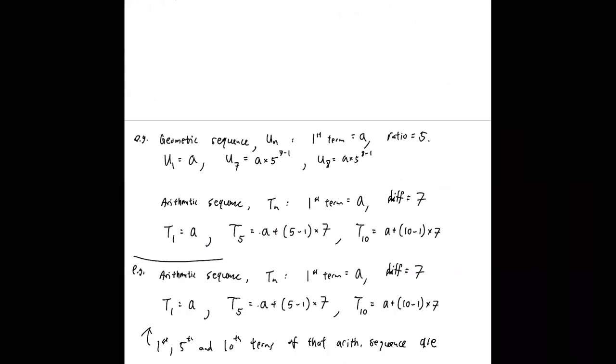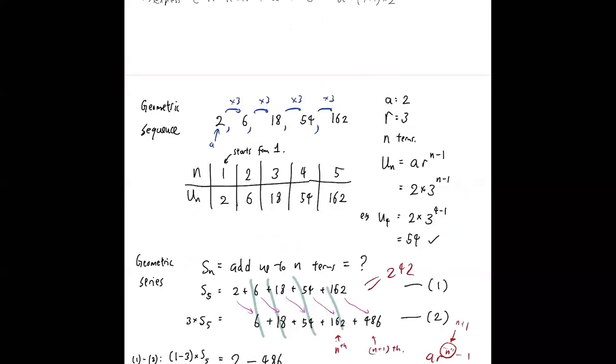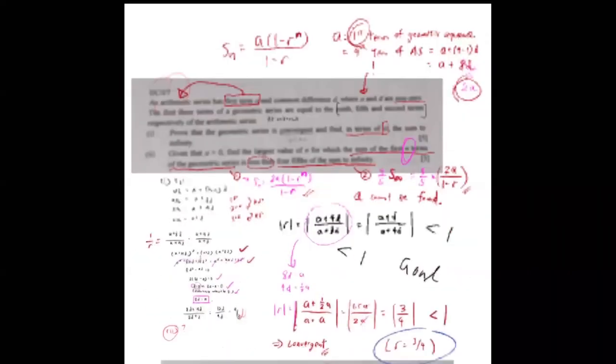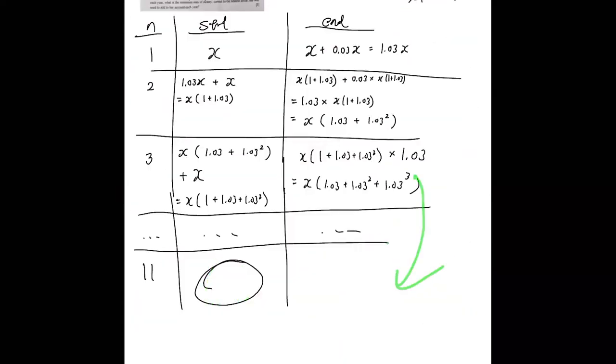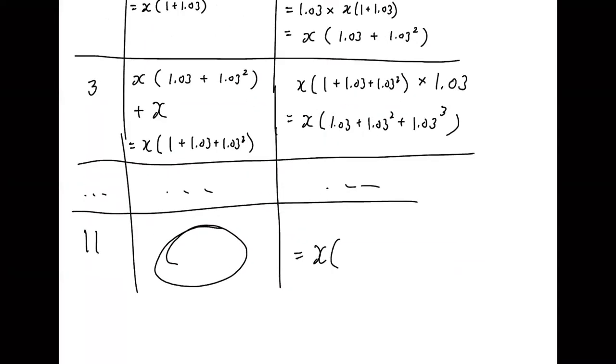Be a bit faster, we're taking a bit too long. So let's just skip this and jump to the conclusion straight away. I think you can tell quite easily what the conclusion will be, right? X multiplied by 1.03 plus 1.03 squared plus dot dot dot, and then plus 1.03 to the power 11. Exactly, that's all. You don't even need the start.